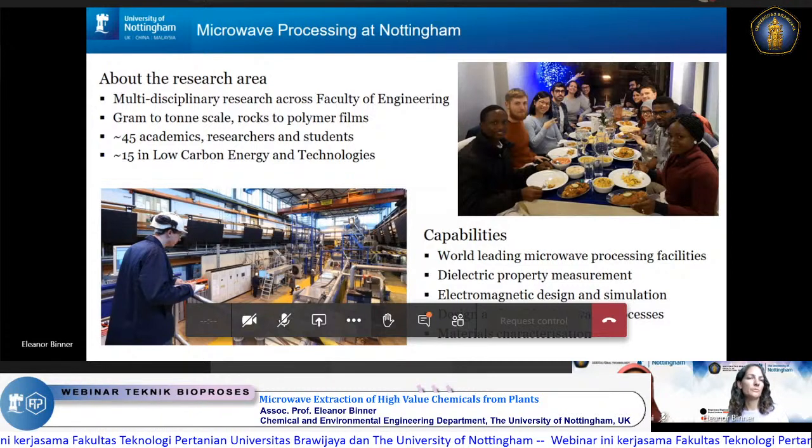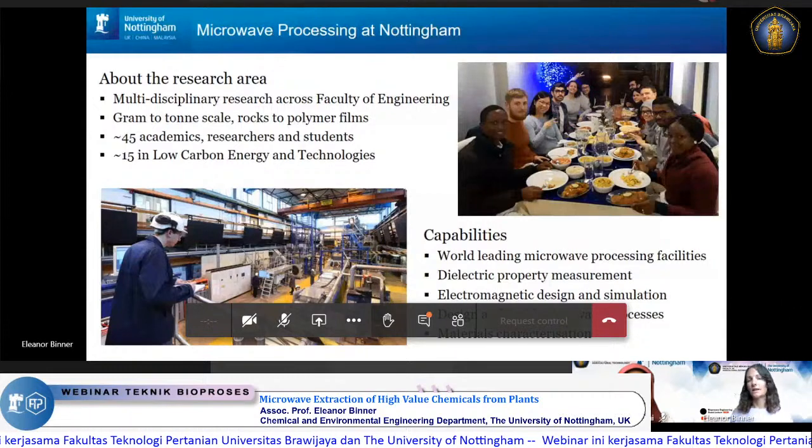There are about 45 people working in this area, and in our research group, the one that Shinta and I are in, we have roughly 15 people working within that research group, which is the low carbon energy and resource technologies research group. So this is a picture of some of our facilities to give you an idea that we're not really a normal lab, as most people think of labs. We do have small labs, but we also have really big labs like this. We have world-leading capabilities in microwave processing, dielectric property measurement, which is understanding how microwaves interact with materials, and then everything else that goes along with that, including designing our own microwave processes.